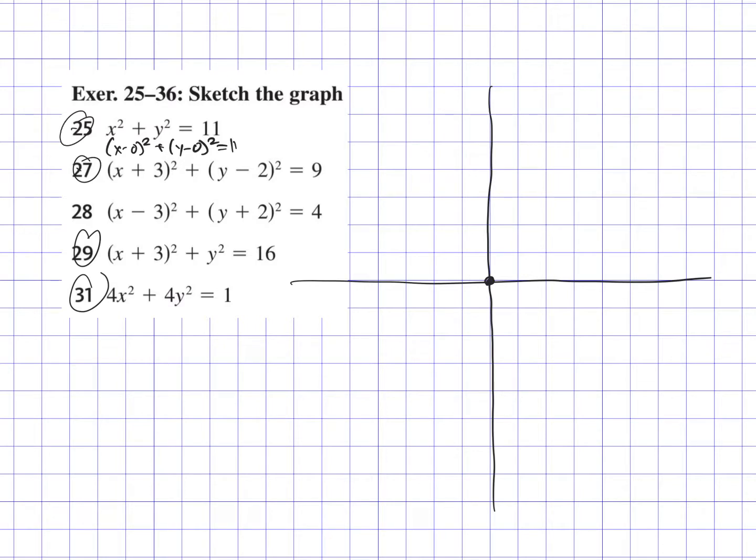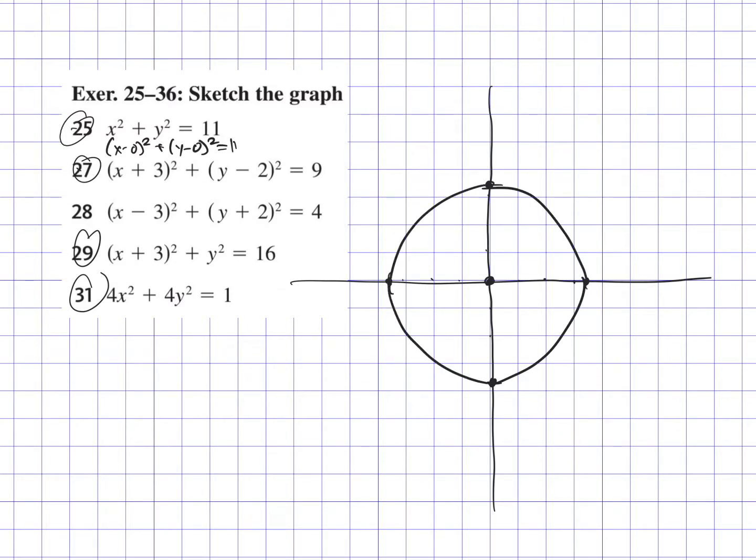And then the radius squared is 11, so we need to find the square root of 11, which on your calculator is about 3.3. So we count 3.3 away from the center. 1, 2, 3, and up. 1, 2, 3, and to the left. 1, 2, 3, and down. 1, 2, 3. And there is your perfectly drawn circle.